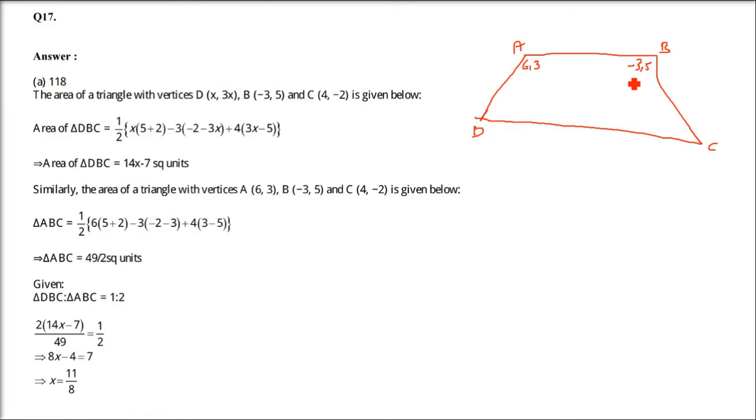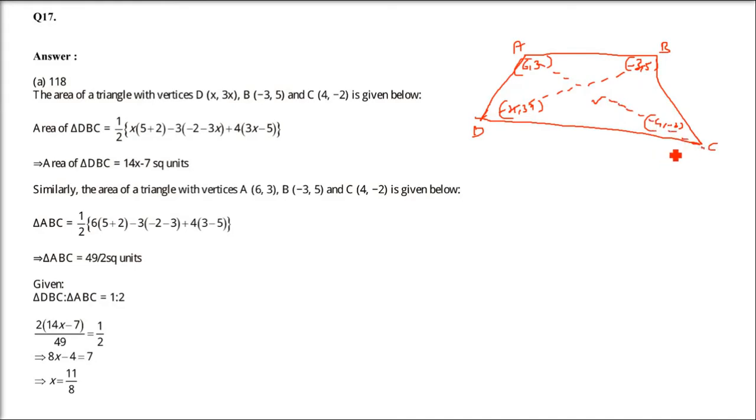A, B, C, D are given here. So A is (6, 3), B is (-3, 5), C is (4, -2), and D is (x, 3x). So there are 2 triangles: DBC, the triangle below, and ABC, the triangle above on the right hand side.